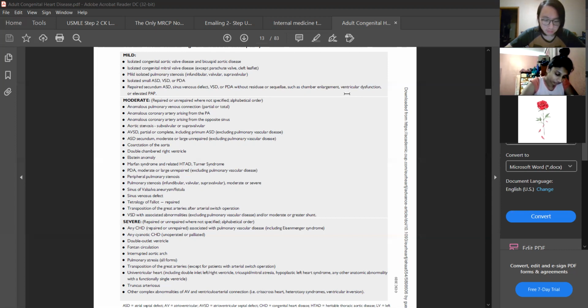Acyanotic heart diseases. There are your defects. Which defects? Ventricular septal defect, VSD, ASD, atrial septal defect, your PDA, patent ductus arteriosus, your CoA, coarctation of aorta, and your aortic valve stenosis, which I told you earlier on, the patient that I was given had.